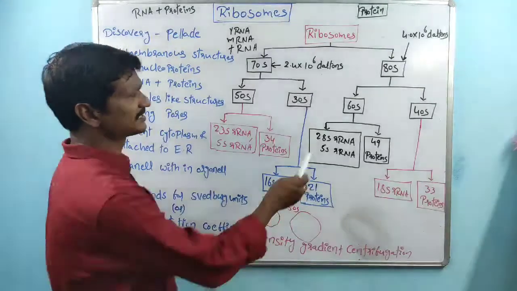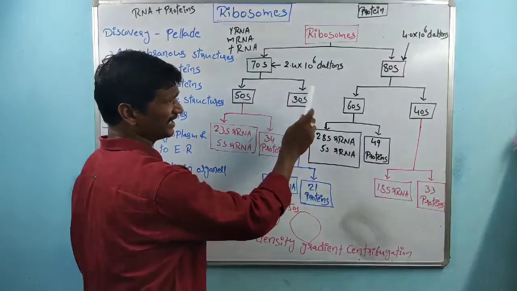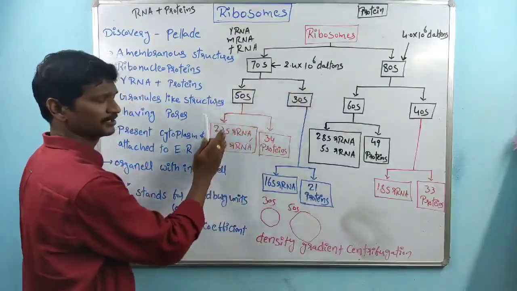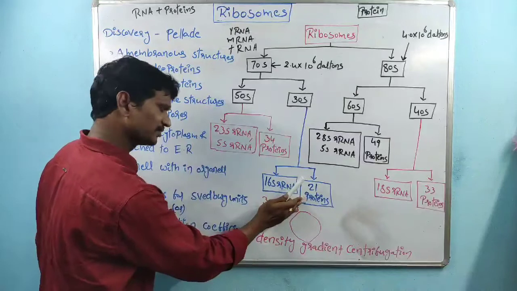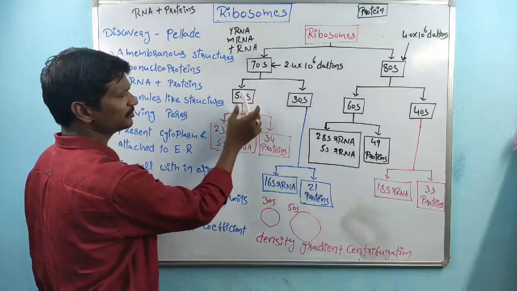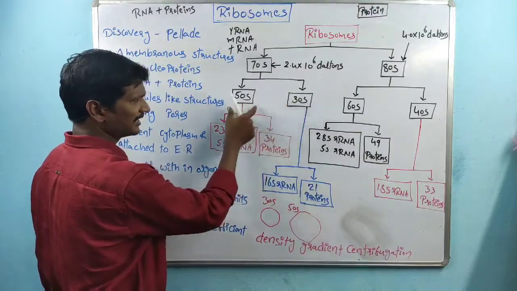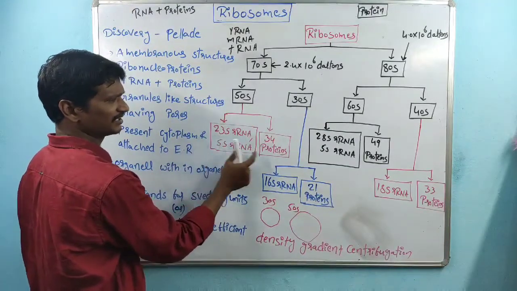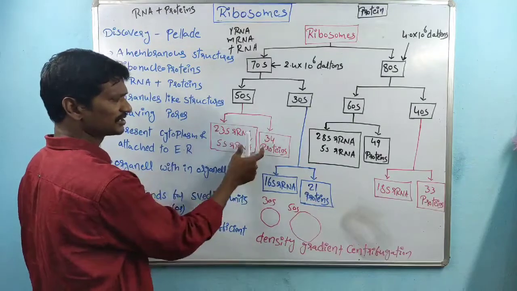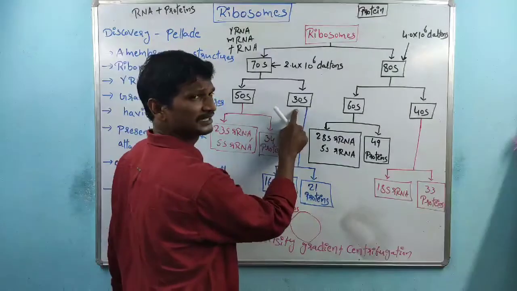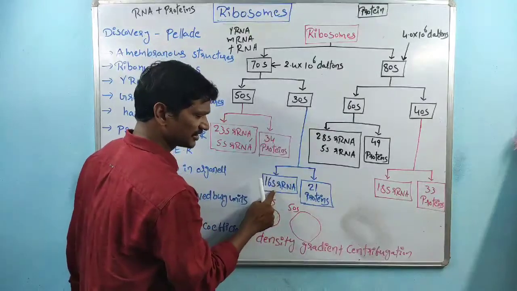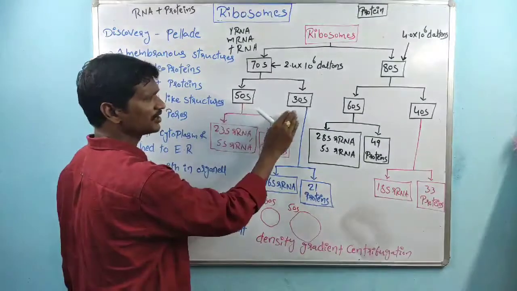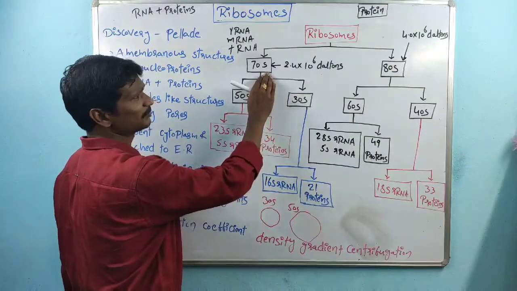So this is about the 70S ribosomes. In 70S ribosomes, there are 50S and 30S. In 50S, 23S rRNA and 5S rRNA, and the number of proteins is 34. Both of these are combined. Right? And the next one is 30S. Within that 30S, 16S rRNA and 21 proteins. Right? That is about the large and small subunits of the 70S ribosome.